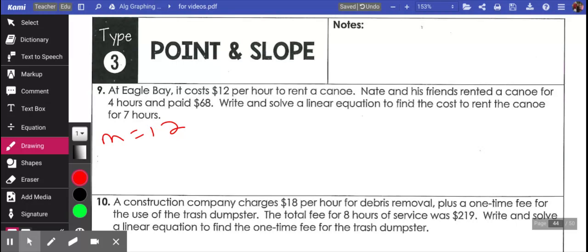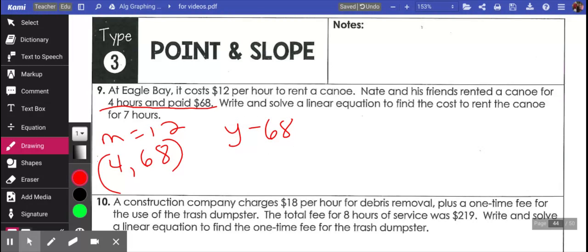So there's different ways you can do this, but if you see this, this is your point. So 4 hours, comma 68. That would be like a point on the graph. 4 would be your X, 68 would be your Y. And then we want to find out how much for 7 hours. So what they do is Y minus Y. So Y minus 68 equals, and then you take your slope, times your X minus 4. That's that point slope formula.